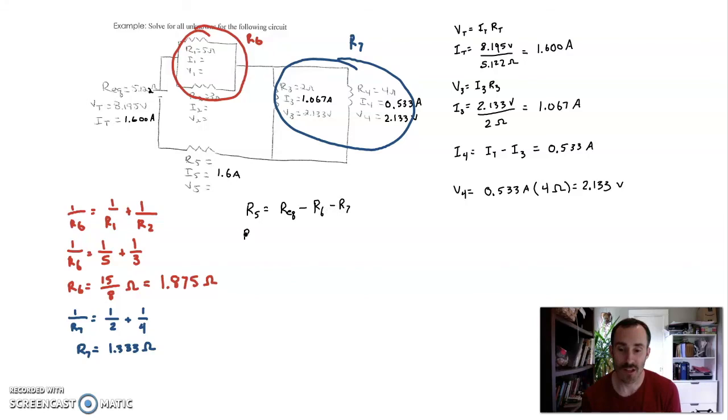So R5 then is equal to 5.122 minus 1.875 minus 1.333. And so my resistor 5 is equal to 1.914 ohms.